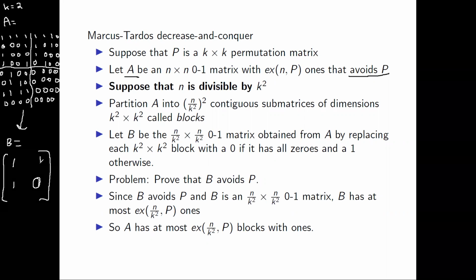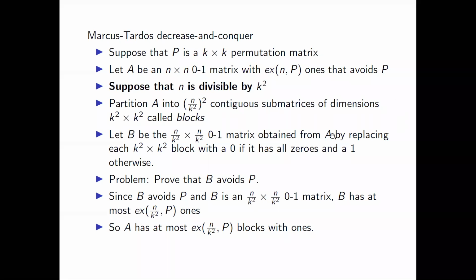So we can say that if B has at most ex of n over k squared comma P ones, then A has at most ex of n over k squared comma P blocks with ones. In other words, blocks that are not all zeros. And we're going to use that later. So that's going to be a real important fact that'll come back. But I'll clear all the drawings for now.